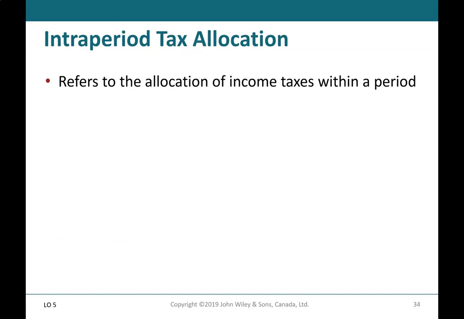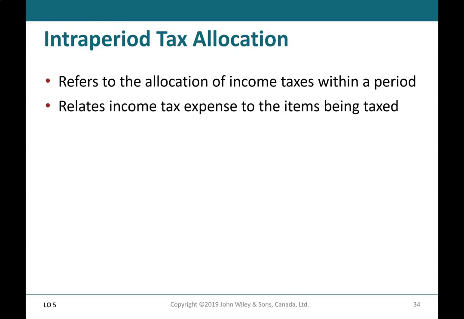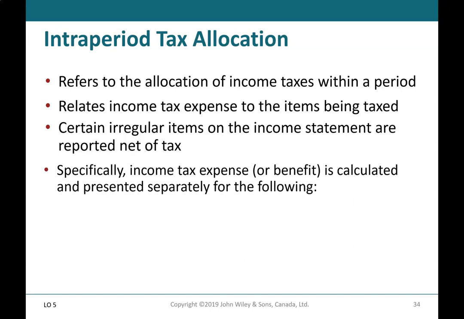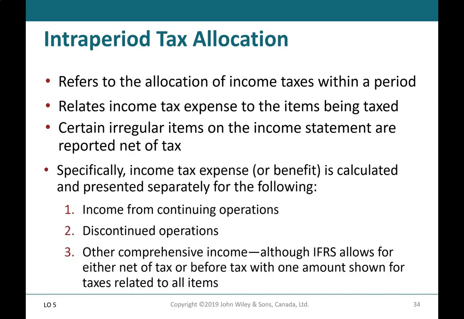Intra-period tax allocation refers to the allocation of income taxes within a period. Relates income tax expense to the items being taxed. Certain irregular items on the income statement are reported net of tax. Specifically, income tax expense or benefit is calculated and presented separately for the following. 1. Income from continuing operations. 2. Discontinued operations. 3. Other comprehensive income, although IFRS allows for either net of tax or before tax, with one amount shown for taxes related to all items.